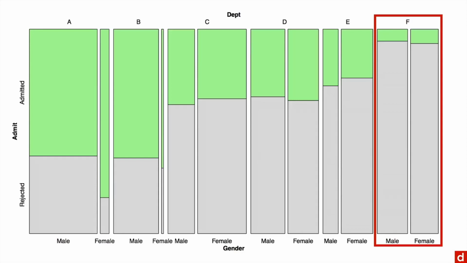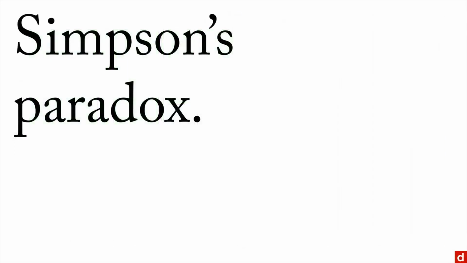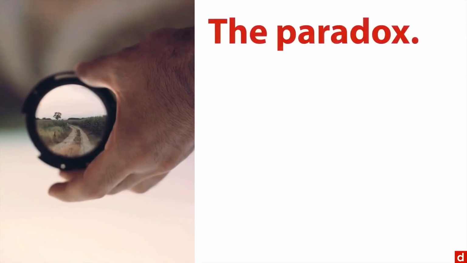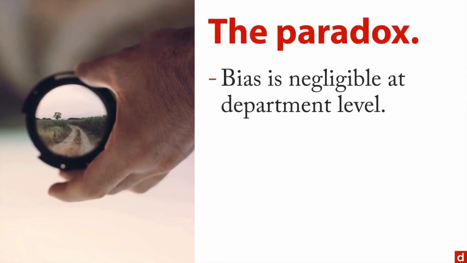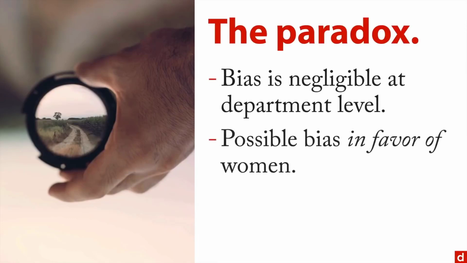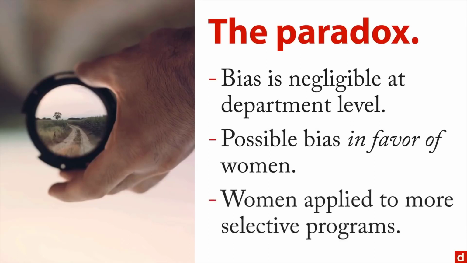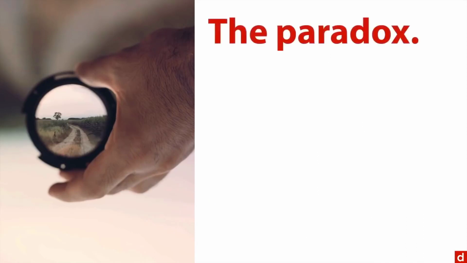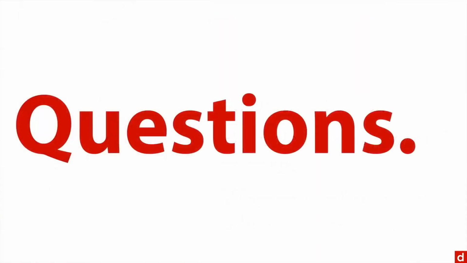Now in statistics, this is known as Simpson's paradox. But here's the paradox. Bias may be negligible at the department level. And in fact, as we saw in four of the departments, there was a possible bias in favor of women. And the problem is that women applied to more selective programs with lower acceptance rates. Now, some people stop right here and say, therefore, nothing's going on, nothing to complain about. But that's still ending the story a little bit early. There are other questions that you can ask.